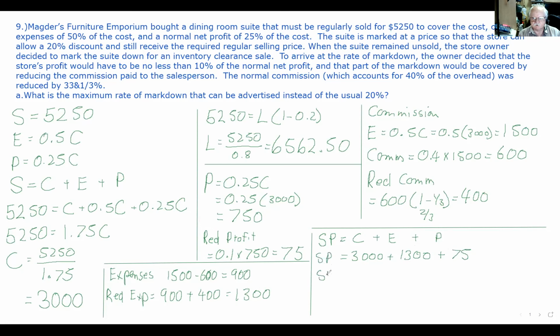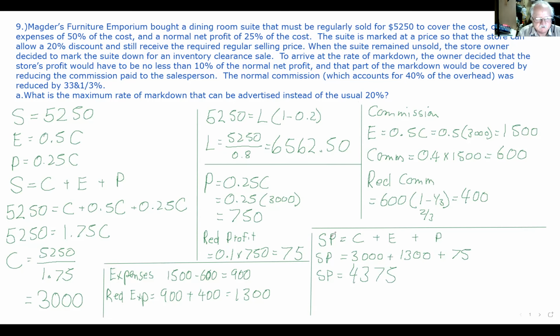So we can figure out a sale price now. Hopefully those add up to the sale price. And I'm getting a sale price of 4,375. And now they've asked us about the maximum rate of markdown. So let's move on to another page with some of our numbers here.